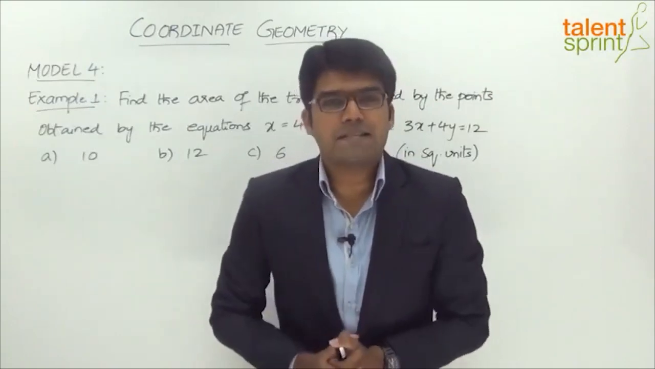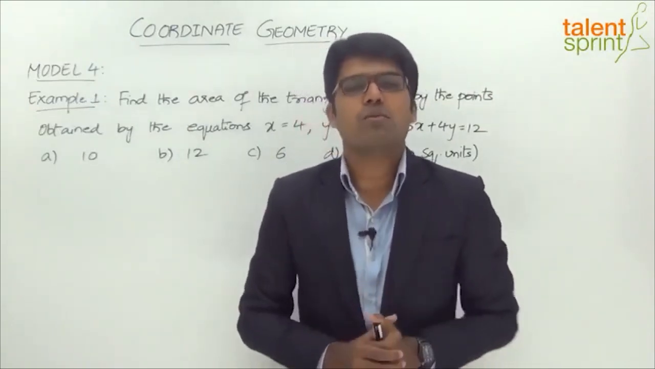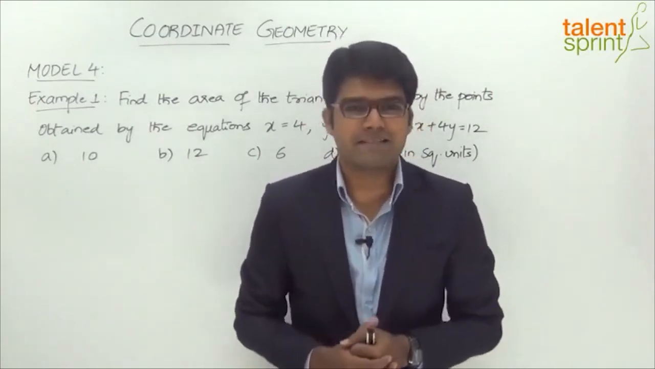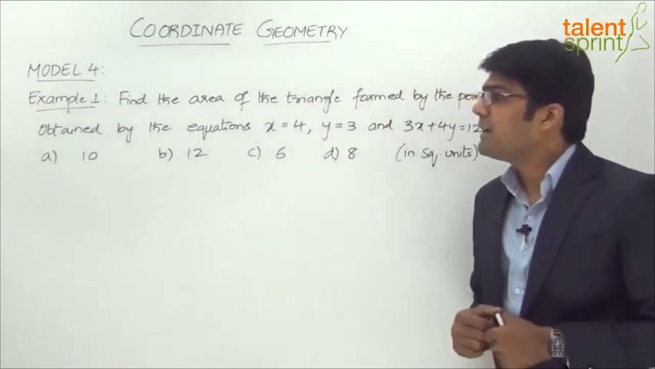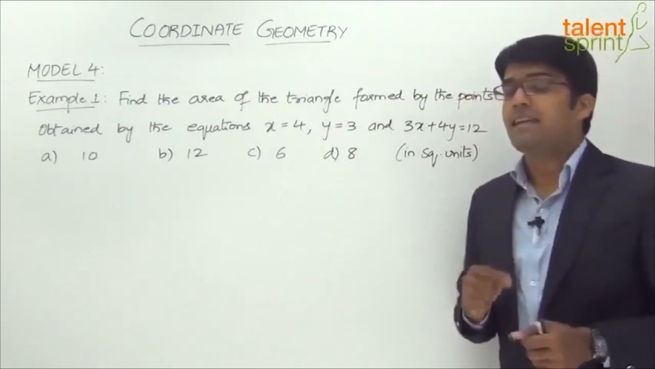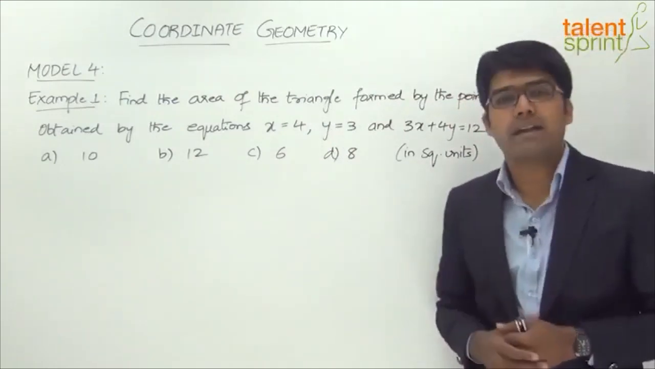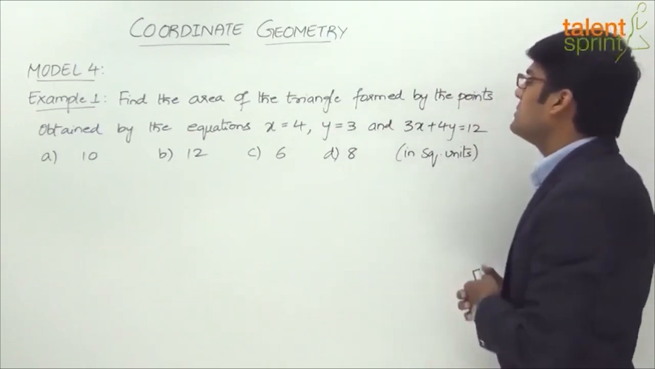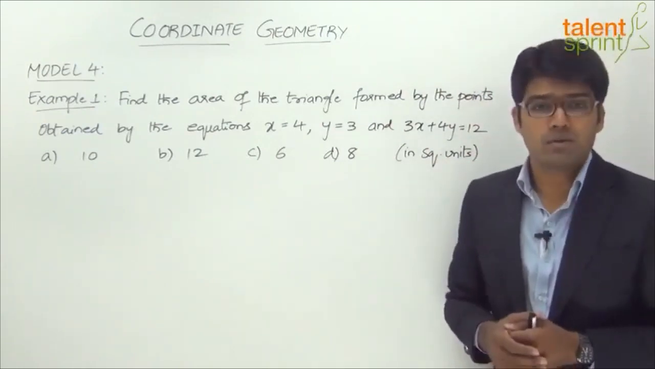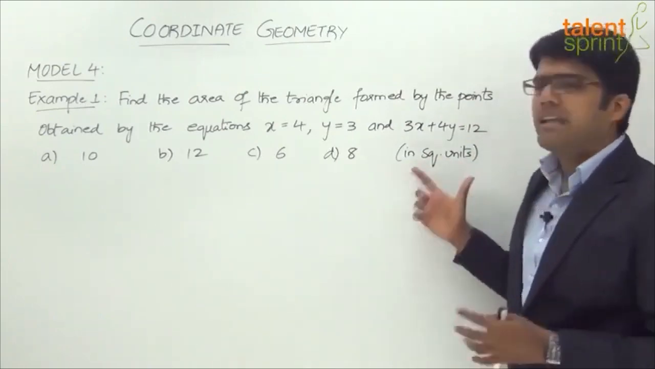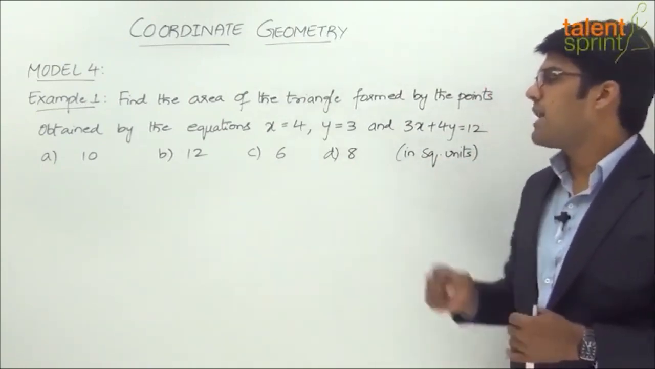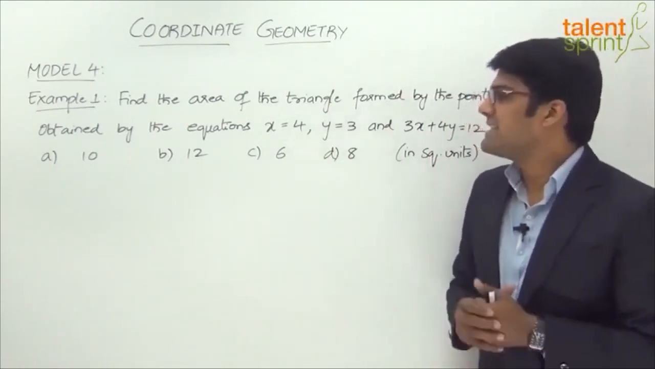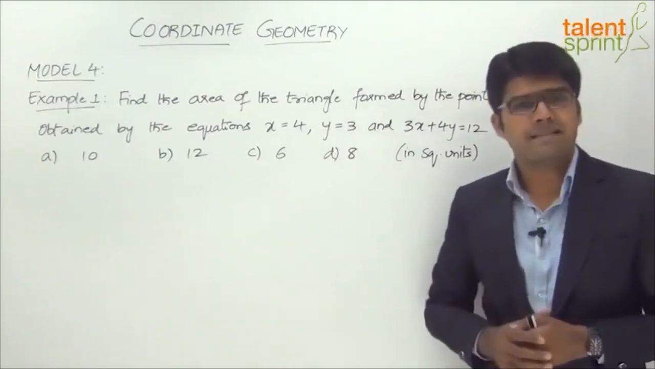Let us now take the first example from the last model, model 4 of coordinate geometry, where we shall discuss a few questions based on triangles. Let's look at the first one. Example 1 says: find the area of the triangle formed by the points obtained by the equations x = 4, y = 3 and 3x + 4y = 12. We need to find the area in square units. We have 4 answer options here. Option A is 10, option B is 12, option C is 6 and option D is 8.